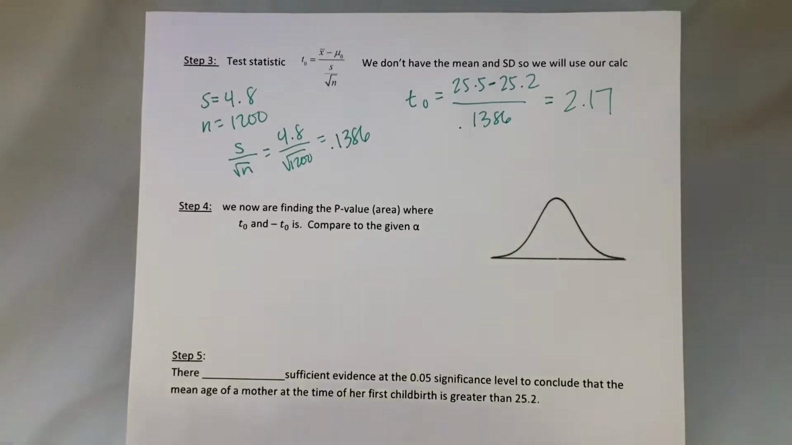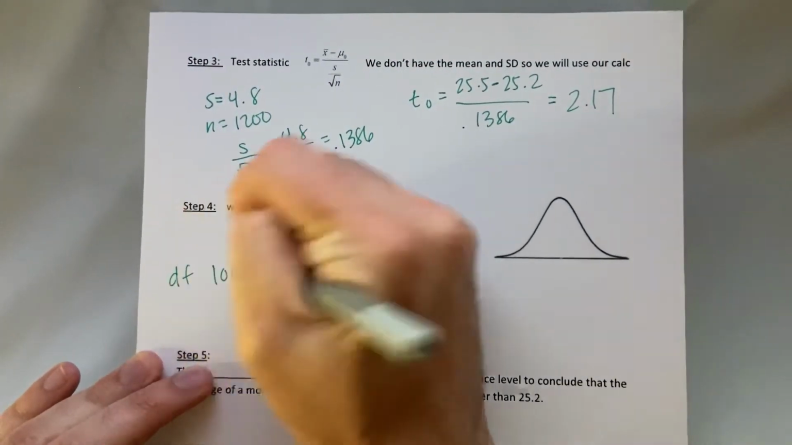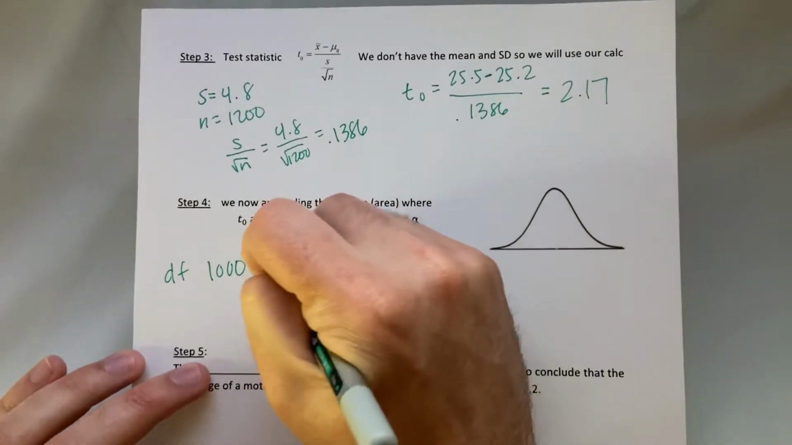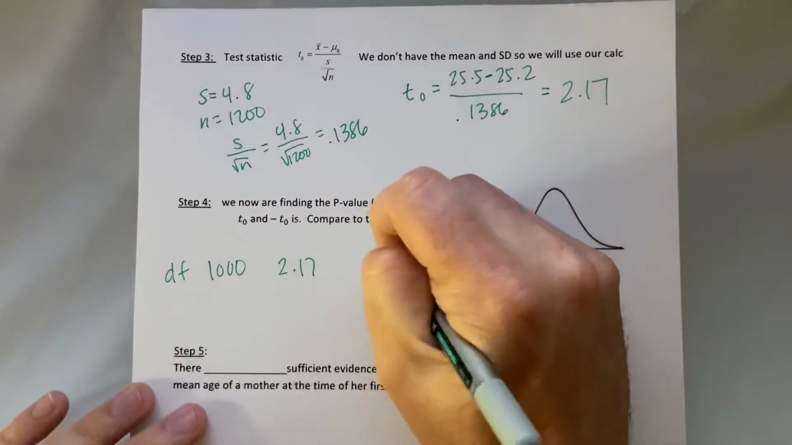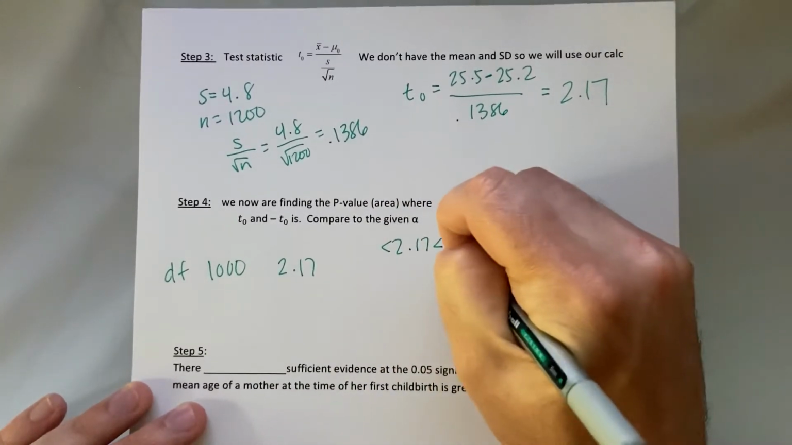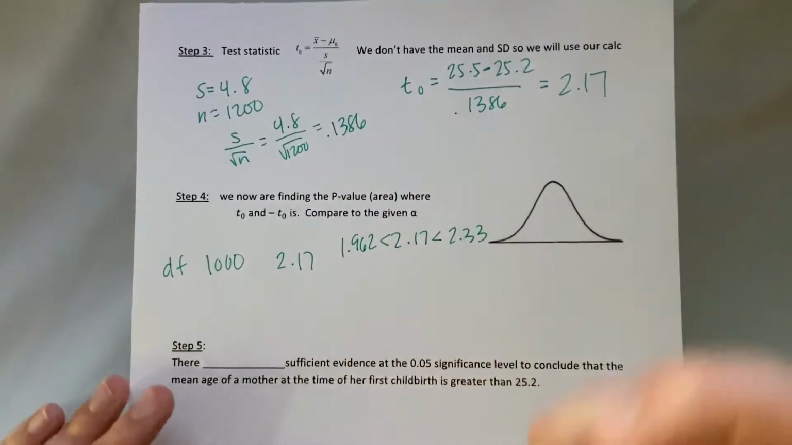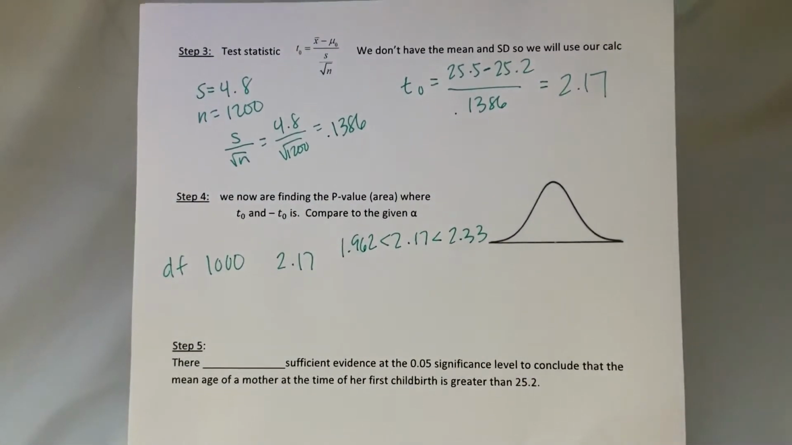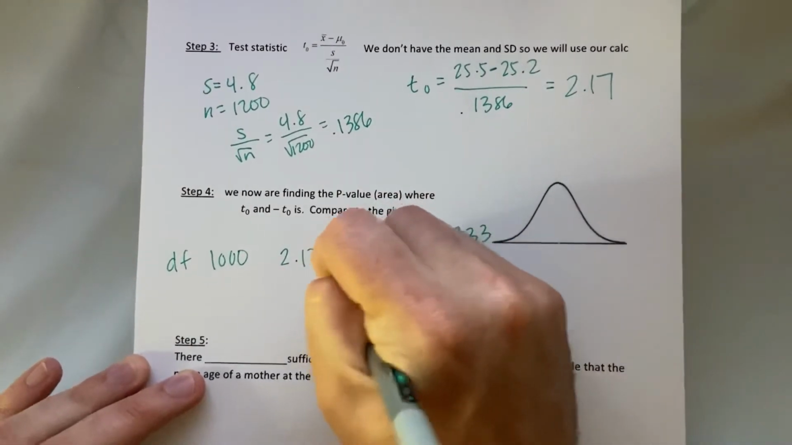The largest number of degrees of freedom that we can see for our 1199 is 1,000. And we're looking for 2.17. Now if I look at the t-table for degrees of freedom 1,000, look for 2.17. It's less than 2.33, but greater than 1.962. And those correspond to, that means our p-value is between 0.025 and 0.01.